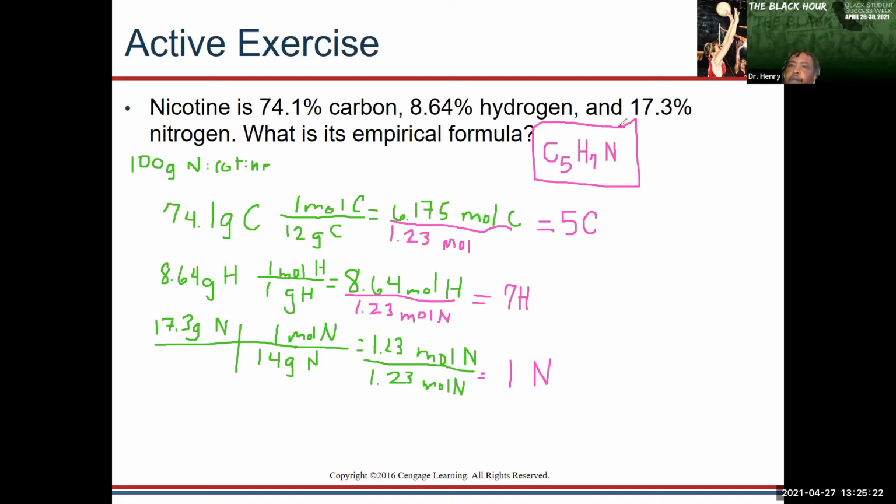Okay, so again, if we go through that process, we're comparing moles. Moles give us quantity. So we know that this is 1.23 moles, and we want to divide by that smallest number because that gives us a reference of everything compared to 1 unit of that particular one. So we have 1 unit of nitrogen, 7 for hydrogen, and 5 for carbon. Are you good, Christina? Yes.